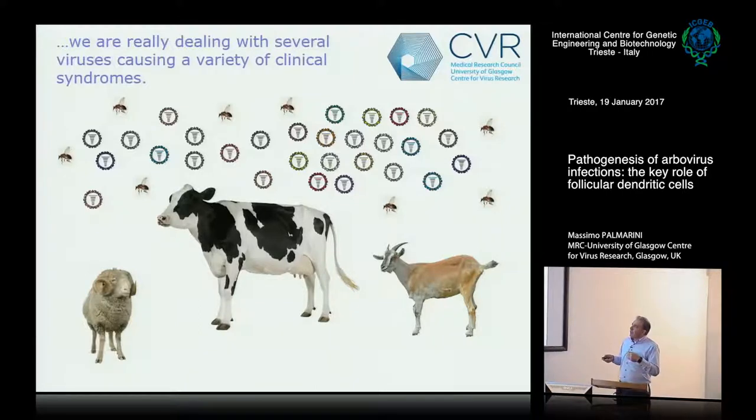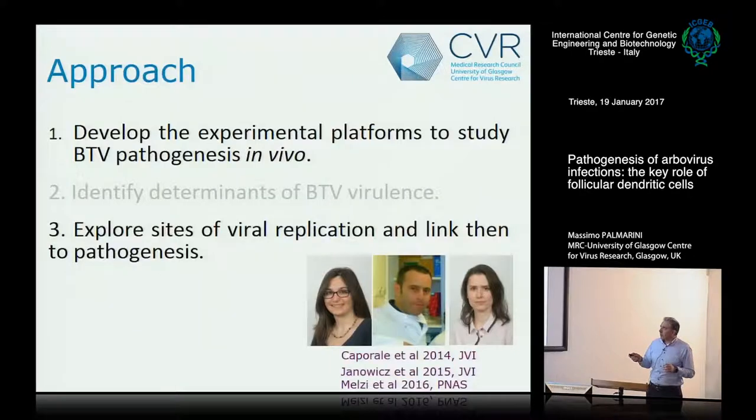virus. Therefore, even if we talk about bluetongue virus and bluetongue as the disease, you really have a variety of viruses causing a variety of clinical syndromes, and this variation is really what we see in most viral diseases. So it's a fundamental question: trying to understand what determines this interaction. So that's the approach that I'm going to talk to you about.